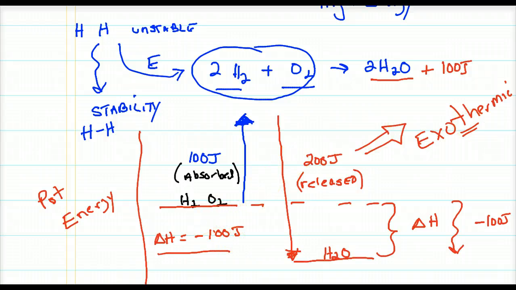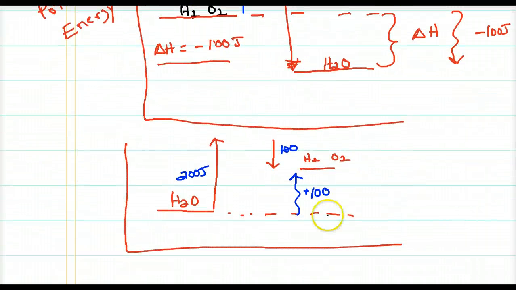So in a chemical reaction, energy is always absorbed and released, but the net change is how we evaluate how much got absorbed and how much got released. So back to the example below here, which is the same, just in reverse, the delta H, or the change in heat, is positive 100. And this is endothermic.